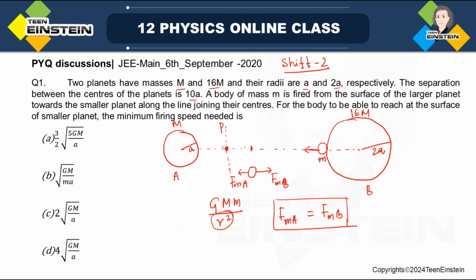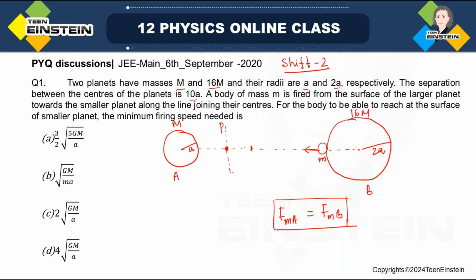Okay, so at this particular position, if it is given a sufficient amount of speed so that it can just cross this point P, then it will be easily pulled by this smaller planet, and you need not give any extra effort to make it fall on the surface of this smaller planet. So the first point will be to find out the neutral point where the gravitational pulling force by both on the object will be the same.